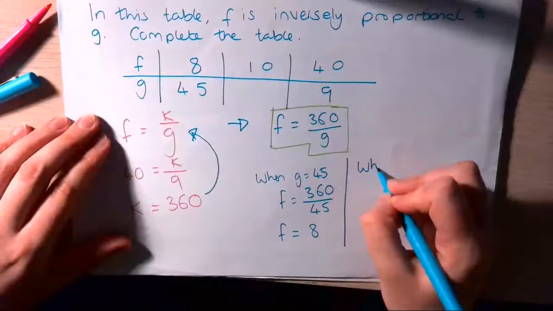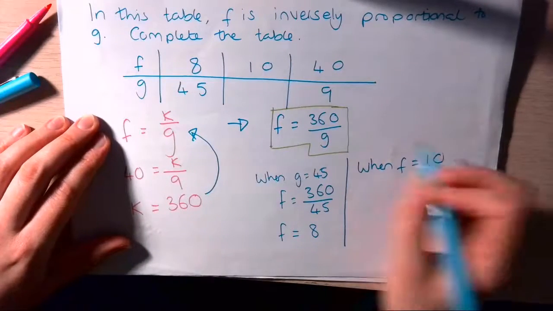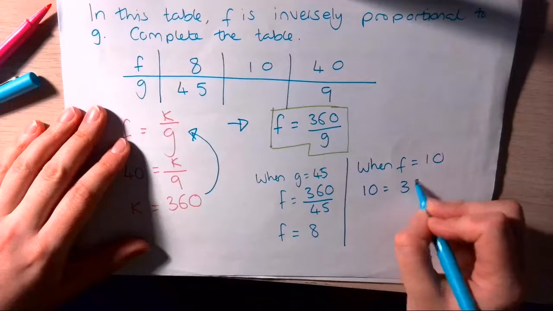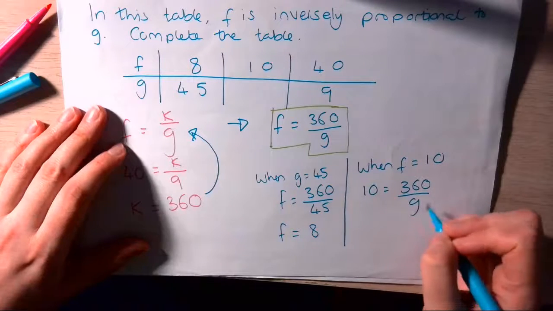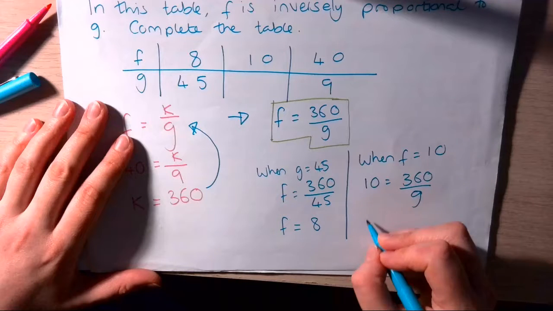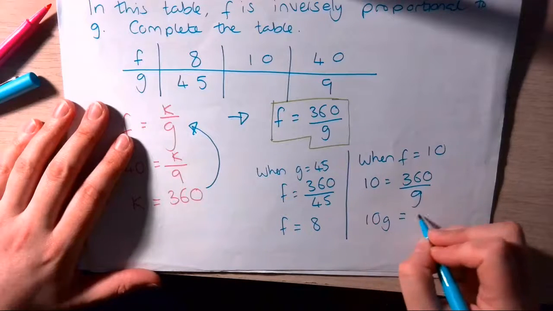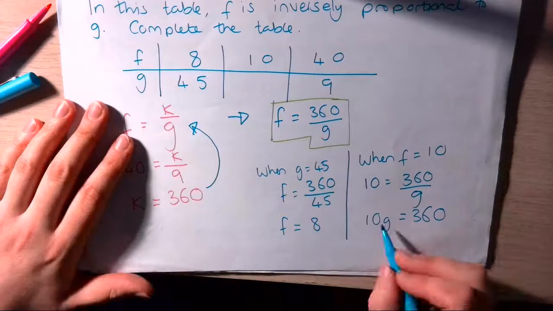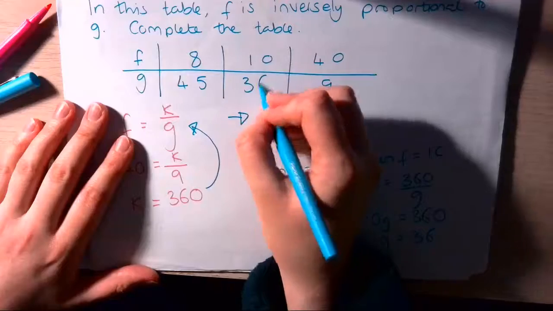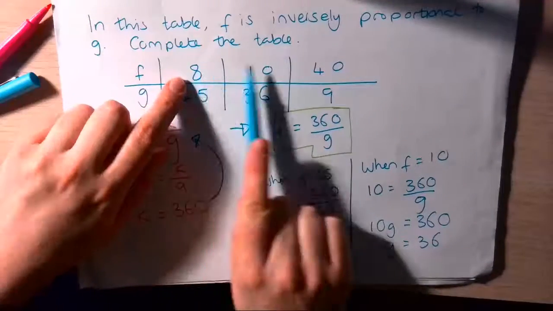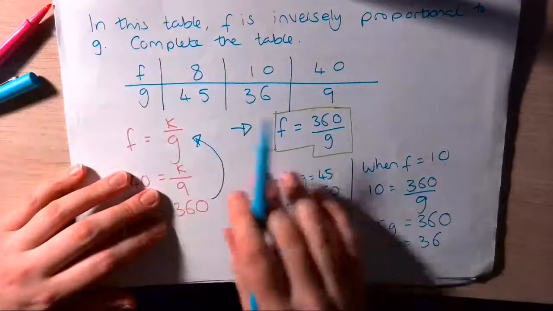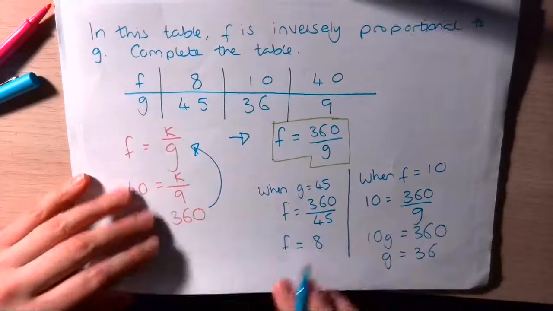And then this time we're going to have when f equals 10 for this one. Substitute that into this. We get 10 equals 360 over g. A bit like what we did on the last question, just take it steady here. And then multiply up by the g, so we get 10g equals 360. And then we divide by the 10, so g equals 36. Okay, there we are. And as you can see, as one value is increasing, the other one is decreasing. So if we plotted those on a graph, we would get that kind of swoopy line.